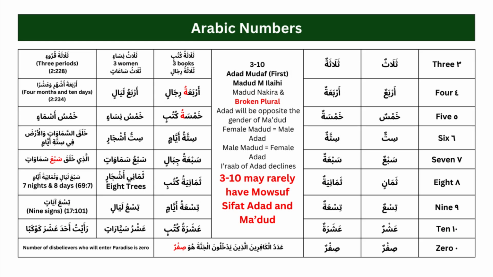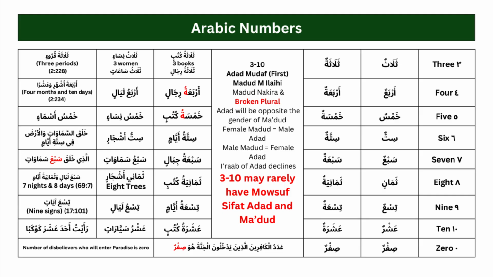Now we move to the second major section, numbers 3 to 10. Now the rule changes. For 3 to 10, the slide says, adad comes first. Madud becomes mudaf ilay. The madud is nakira, and the madud is broken plural. This is a very important shift. So from 3 onward, students must stop using the 1 to 2 pattern. Now the number comes before the counted noun, and the counted noun becomes plural, usually broken plural, and it is treated as mudaf ilay.